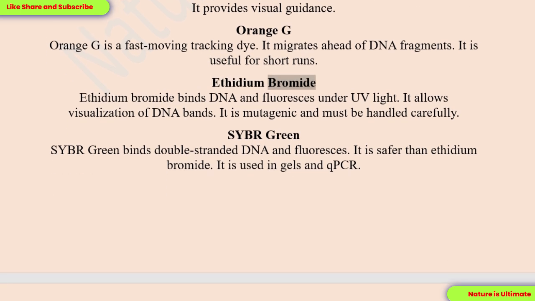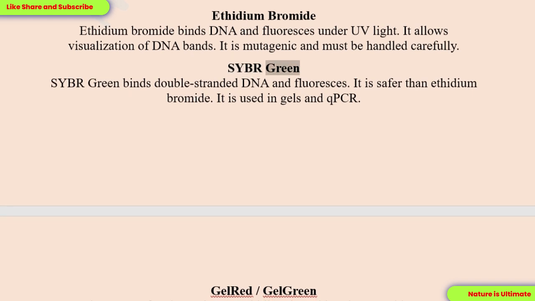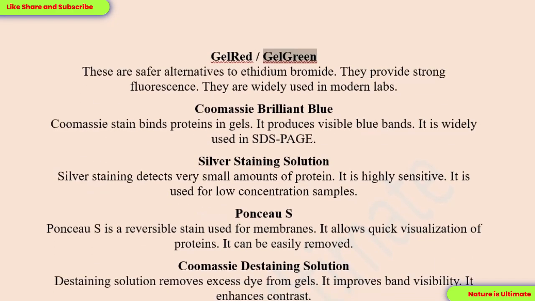Ethidium bromide. Ethidium bromide binds DNA and fluoresces under UV light. It allows visualization of DNA bands. It is mutagenic and must be handled carefully. SYBR green. SYBR green binds double-stranded DNA and fluoresces. It is safer than ethidium bromide. It is used in gels and qPCR. GelRed/GelGreen. These are safer alternatives to ethidium bromide. They provide strong fluorescence. They are widely used in modern labs.